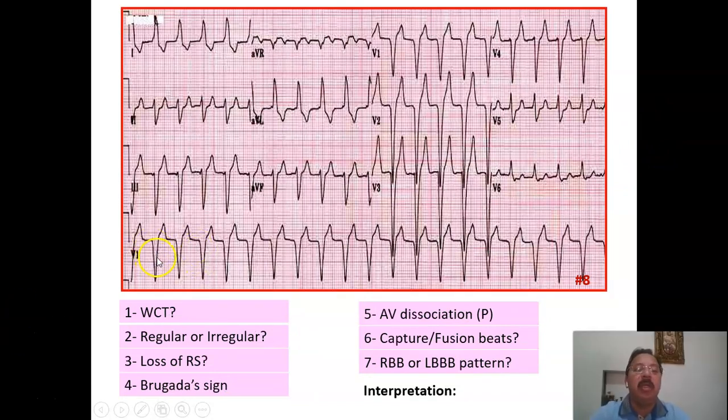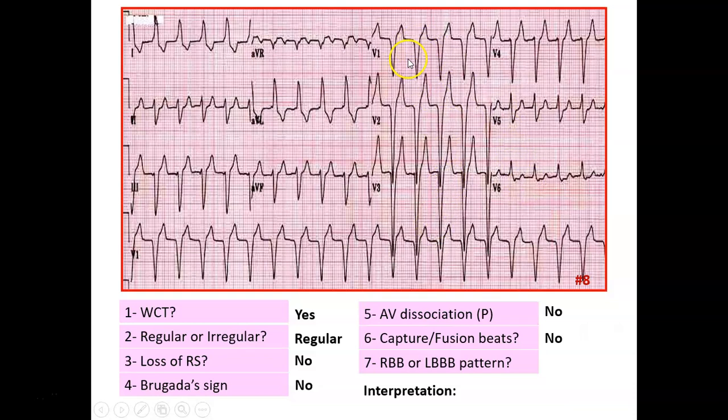Now look at this one. It's a wide complex tachycardia, no P wave, and it's regular. Loss of RS, no, these are intact. Brugada signs, maybe seen in some places, but generally it's not. AV dissociation, no. No capture, no fusion beats. Look at the morphology. It's the left bundle branch block pattern. So this is your SVT with left bundle branch block.